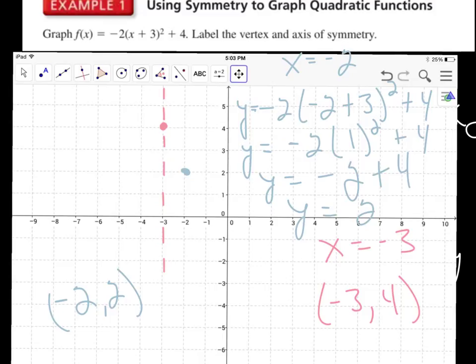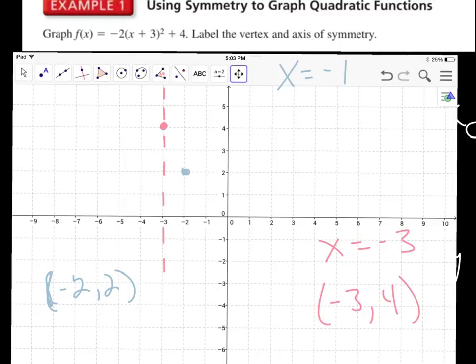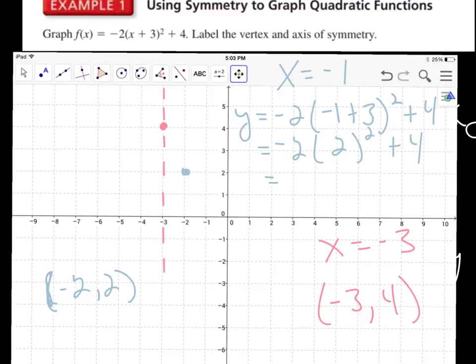Now I'm going to do the same thing with another value that we chose, which was the -1 value. So now I'm going to evaluate my x equals -1 point. I'm just going to plug that in, so we know y equals -2 times -1 plus 3, square it, and then add the 4. So it would be -2 times 2 squared plus 4. Continue to solve it, and you get -8 plus 4 equals -4. So when I plugged in -1, I get -4. So go ahead and graph that. -1, -4 would be this point down here.